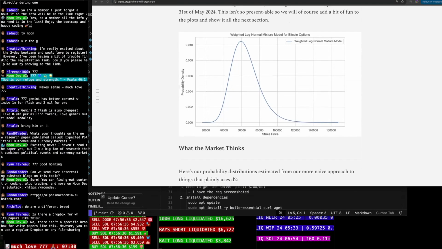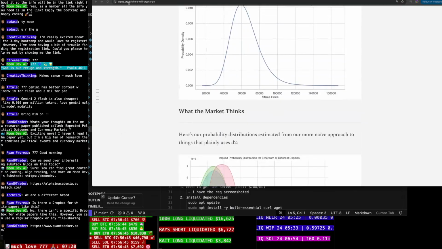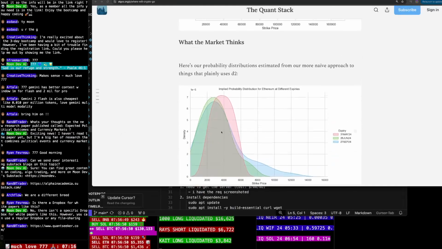Alpha Academy. Thank you, dude. Is there a Dropbox for white papers like this? Quant Secret? Nice, dude. Thank you. Keep sending them. This is algos.org. I'm reading through this to see if we have some good questions for Homeboy.